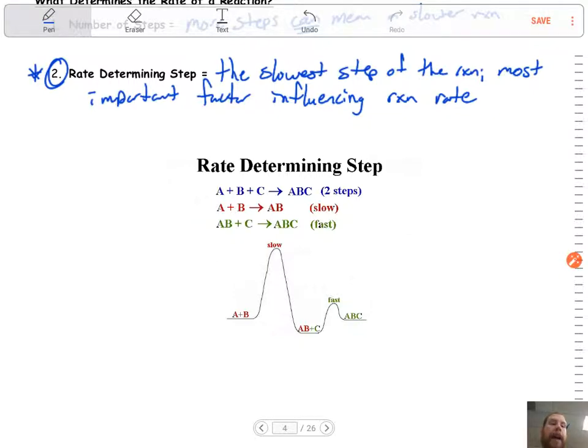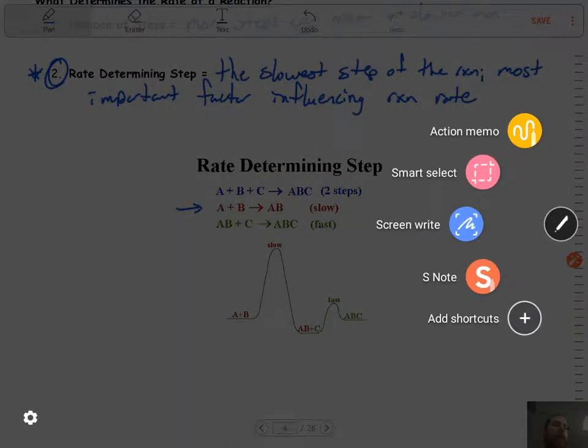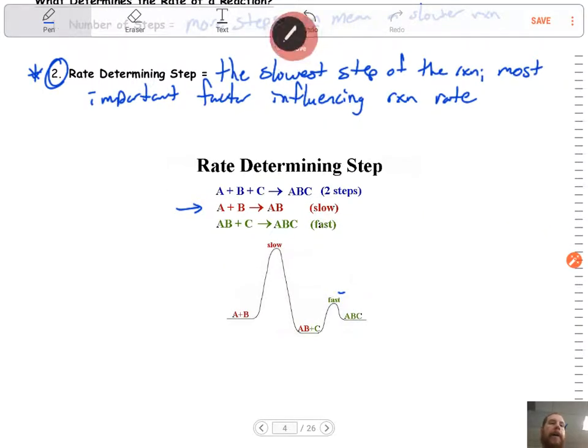So the first step, A and B came together to produce AB. That's a slow step. And one way, and we're going to get into this more later on when we do potential energy diagrams, one way we can see that is look at all this energy that it takes, right? That's a big hill to climb for that one step. Then once AB is formed, C comes along and reacts as well, and that's a fast step. We can see that in the reaction because it's a very, very low hill. There's not a lot of energy involved, so it's much, much faster.